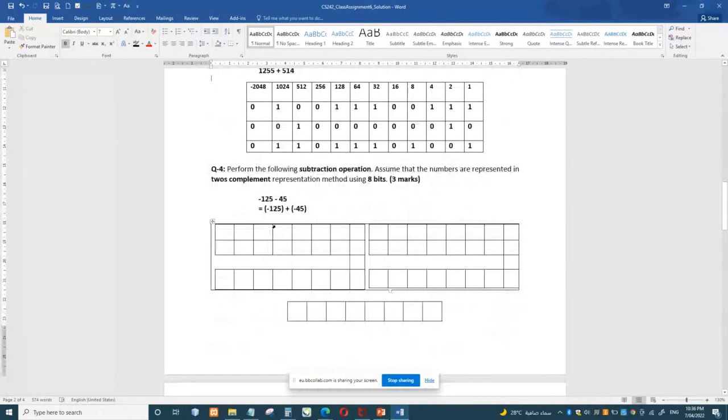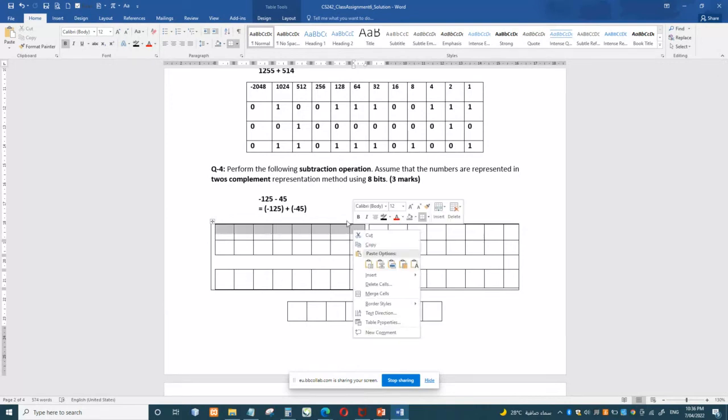Okay, so instead of doing the subtraction, we are now going to perform the addition operation, but we need to represent minus 125. Since we need to represent minus 125, we have to make our positional values.